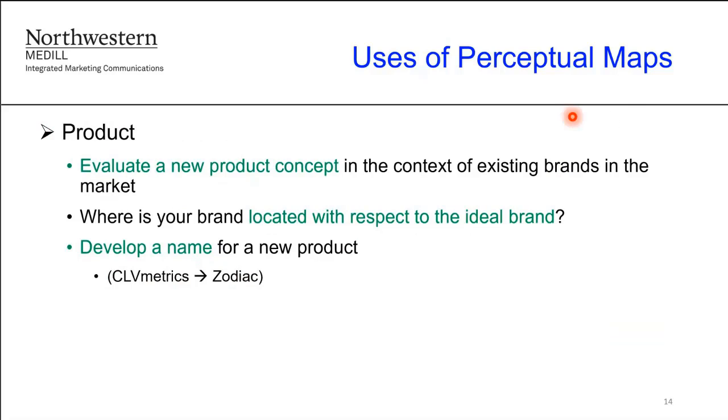You can use these perceptual maps for products. So when you evaluate a new product concept in the context of existing brands in the market, you can use the perceptual map and see where the new brand is positioned in this map. Then you can evaluate the product concept and where your brand is located with respect to the ideal brand. So you can evaluate that using the perceptual map and develop a name for a new product. Based on the position of the new brand in the perceptual map, you can develop the name for the new product.